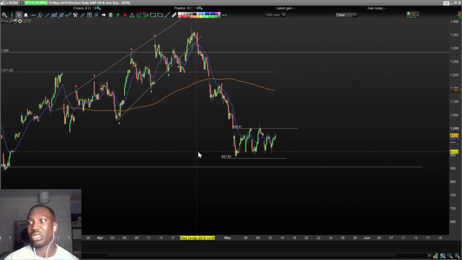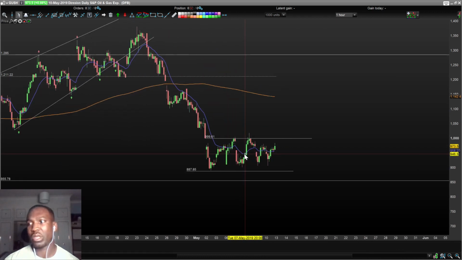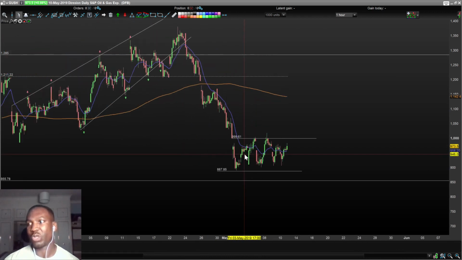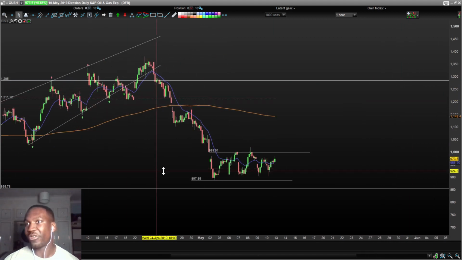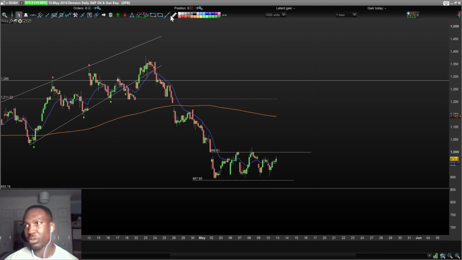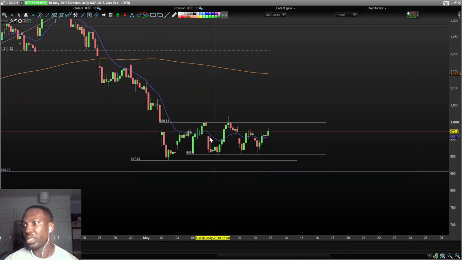With GUSH and DRIP, you're going to trade them on the 1 hour chart. With GUSH, it's found a support around here, which is about $9. And then it's hit a couple times and then broken out.